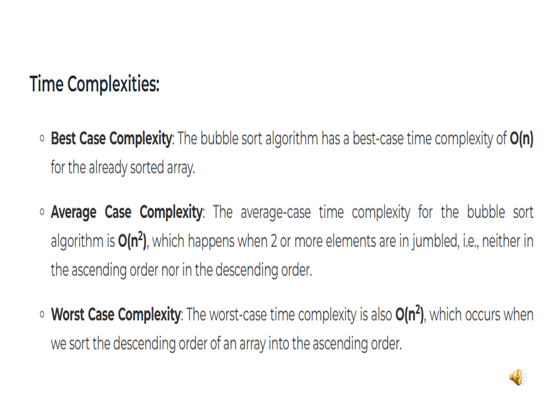Worst case complexity: the worst case time complexity is also order of n square, which occurs when we sort the descending order of an array into ascending order.